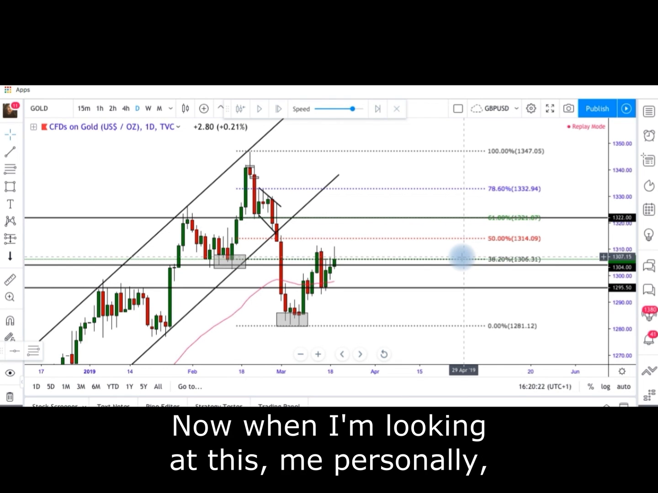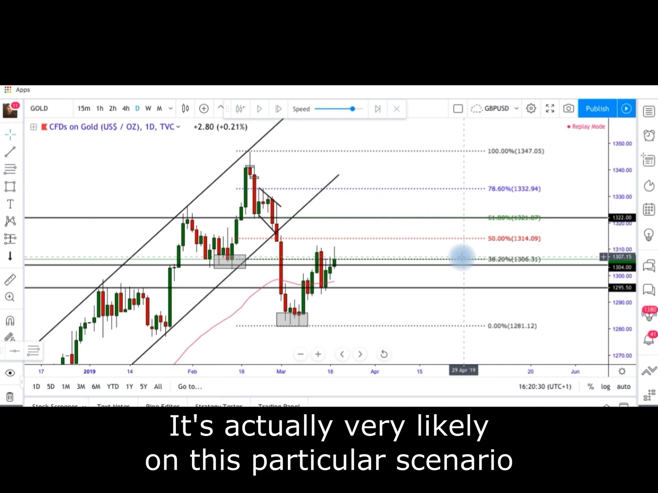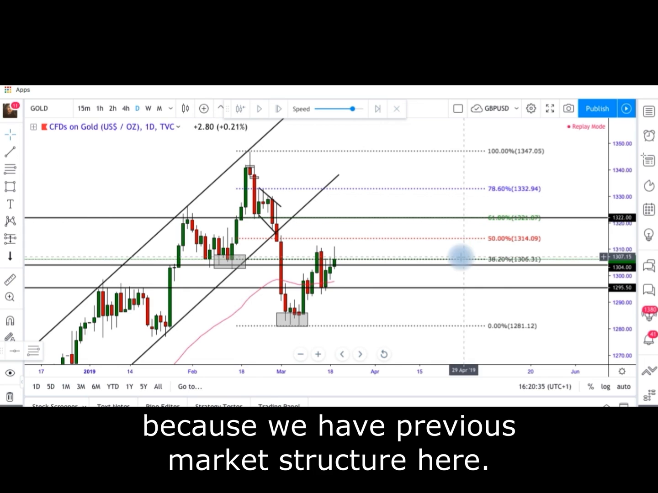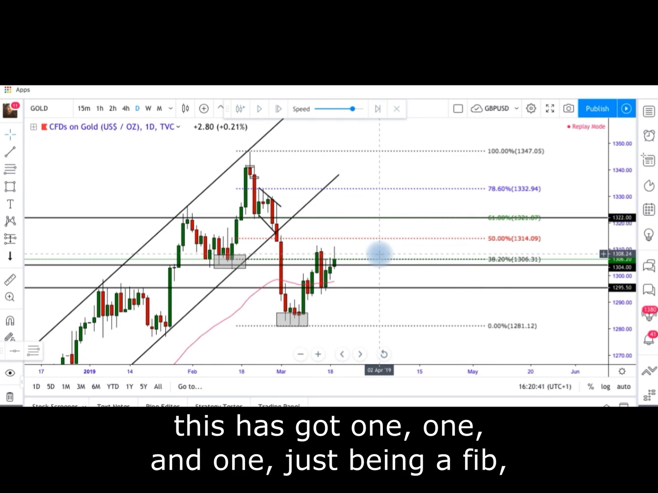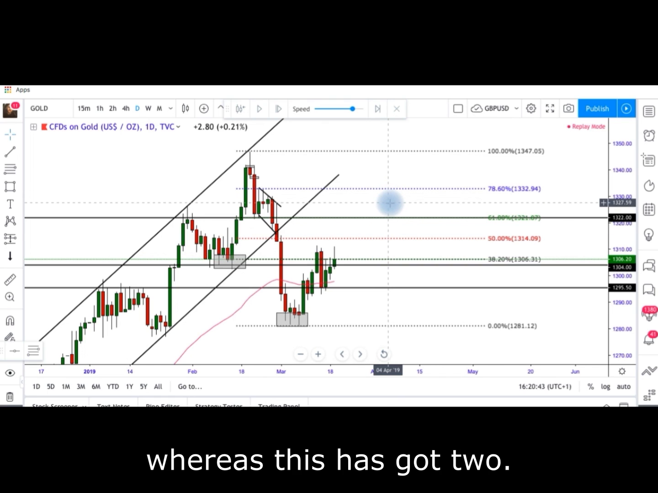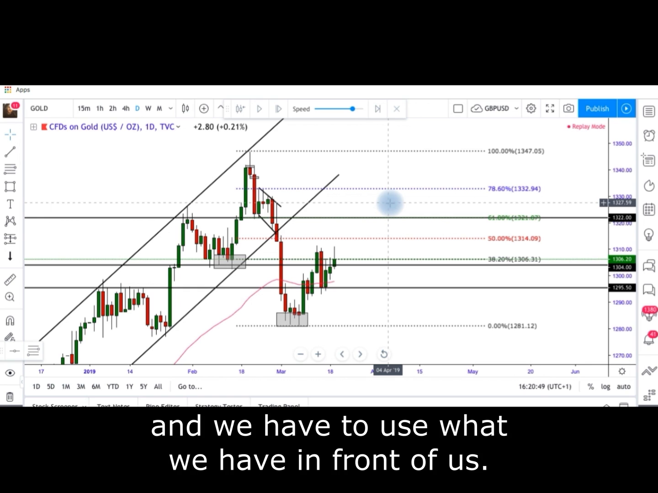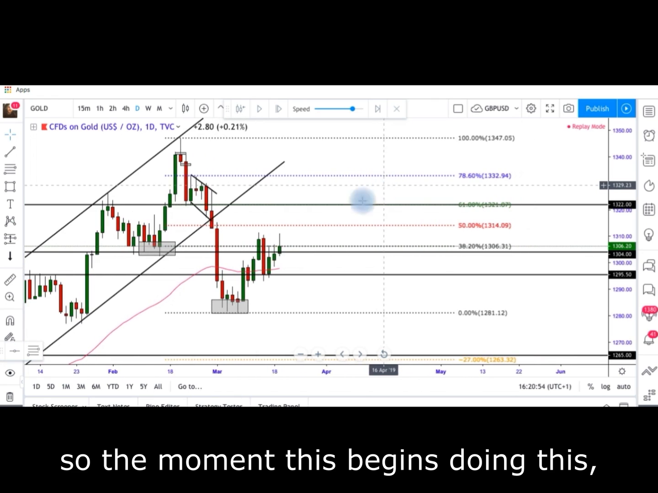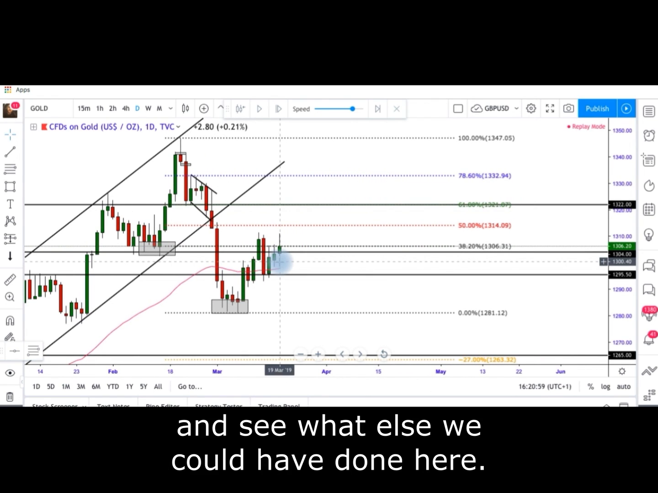Now, when I'm looking at this, me personally, I wouldn't think we were going to come to the 50% or the 38.2. It's actually very likely in this particular scenario that we're going to come to the 61.8 because we have previous market structure here. So this has got 2 levels of confluence, whereas the others have just 1, just being a fib. Trading is a game of probabilities, okay? And we have to use what we have in front of us. I can quite clearly see that the 61.8 has more confluences. So at the moment it begins doing this, let's now drop down to the 4 hour and see what else we could have done here.